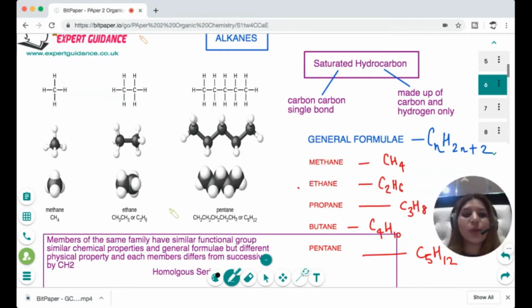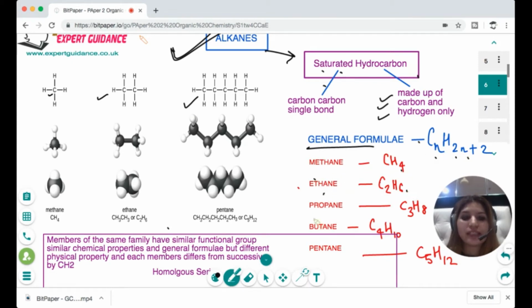Now let's see what hydrocarbons are. The first family of hydrocarbons is alkanes. How do we define alkanes? You have to define them using the words saturated hydrocarbon. Saturated means it contains carbon-carbon single bonds. You can see all these molecules have carbon-carbon single bonds. And hydrocarbons, because they are made up of carbon and hydrogen only, the general formula is CnH2n plus 2. So the first members would be CH4, C2H6, C3H8, C4H10, and pentane C5H12. So whatever the number of carbons is, you double it and add 2 for the number of hydrogens.